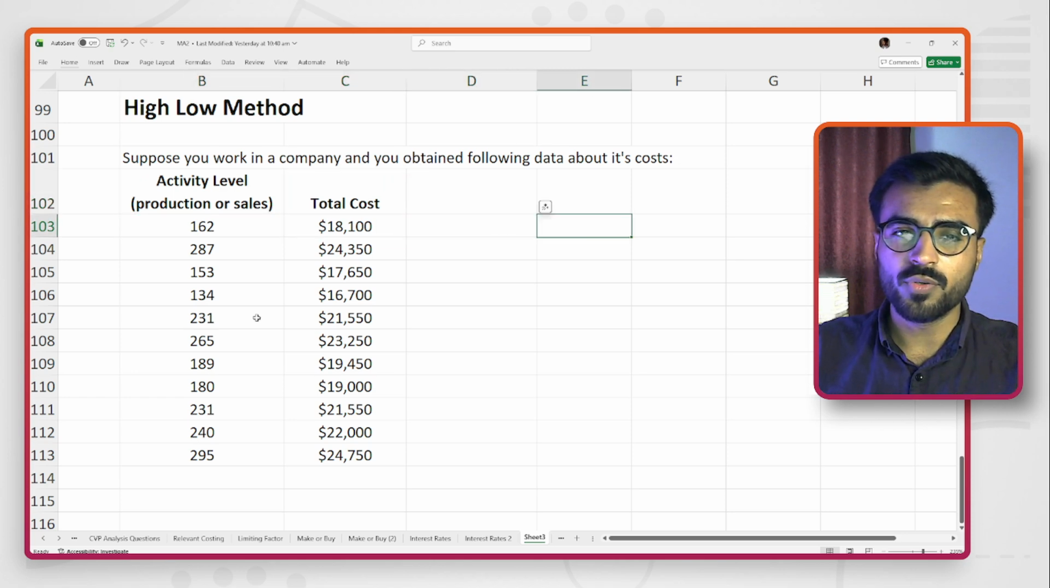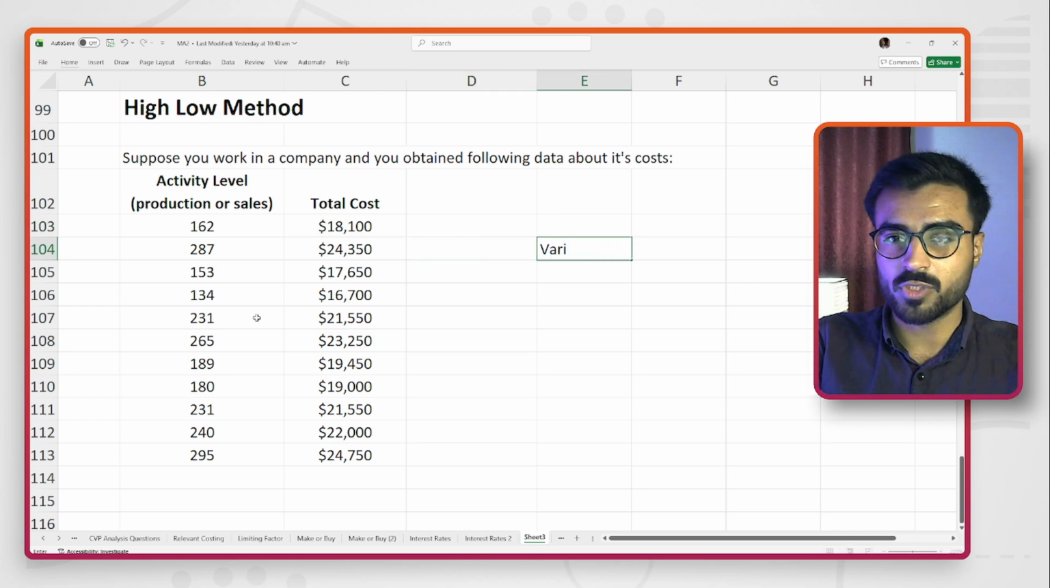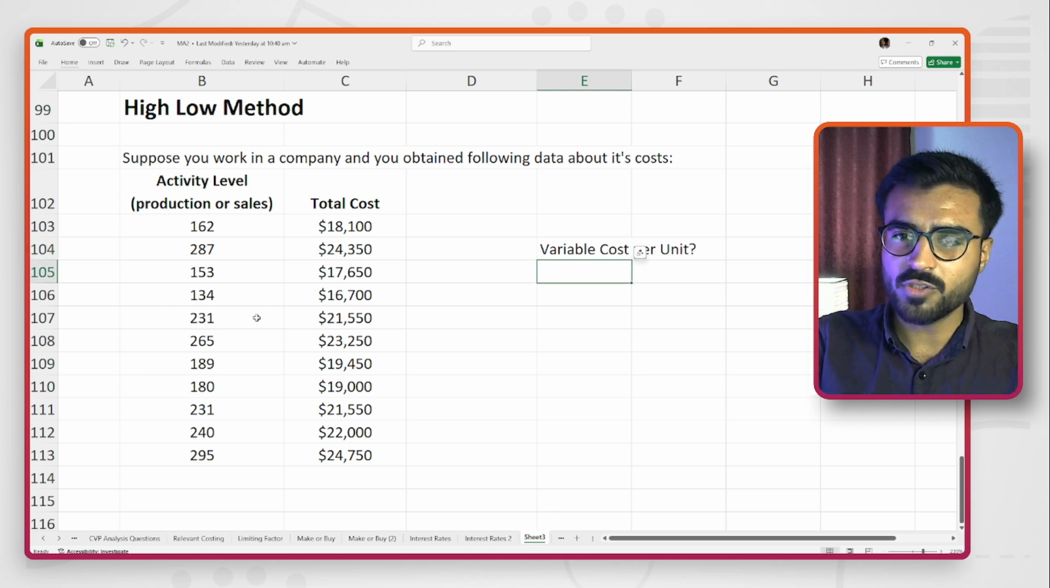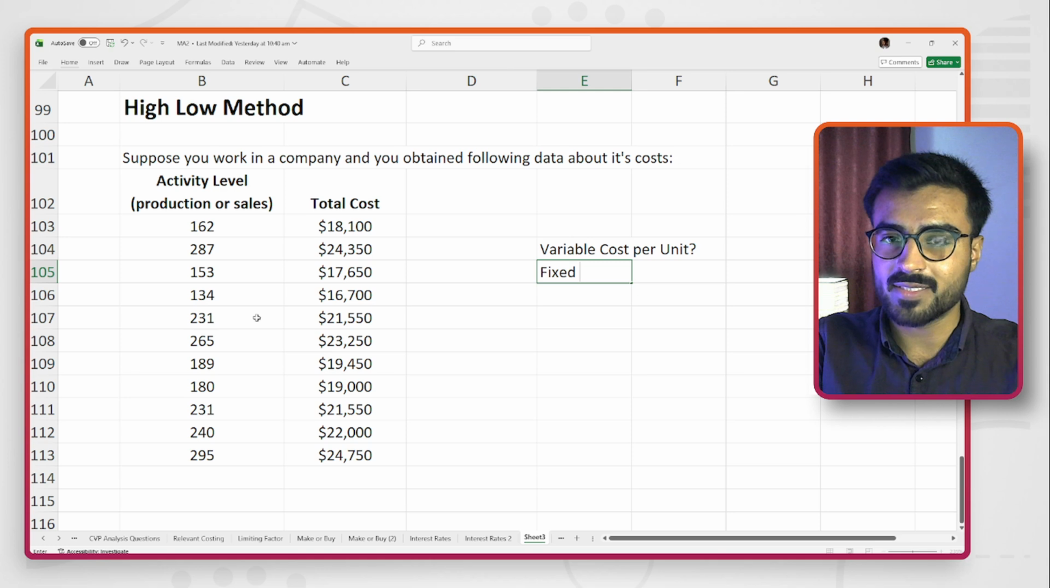Now you want to know what is the variable cost portion of it. What is the variable cost per unit? Wouldn't you think that if you got the variable cost per unit, it would be very useful for the organization to know, just by analyzing this data? And also the fixed cost in total.